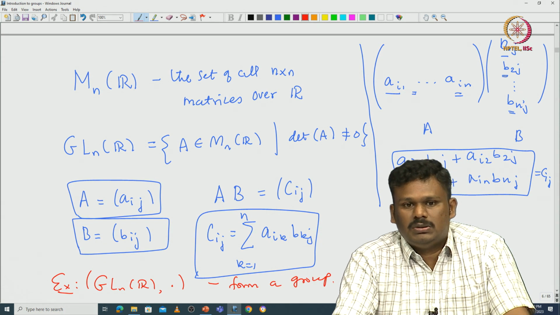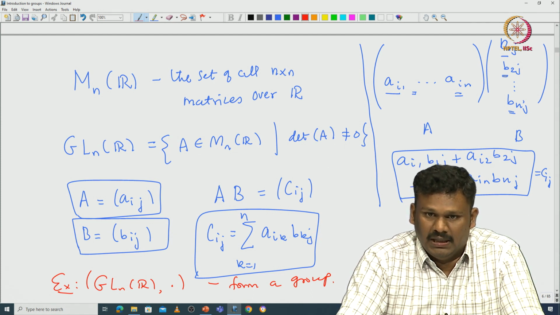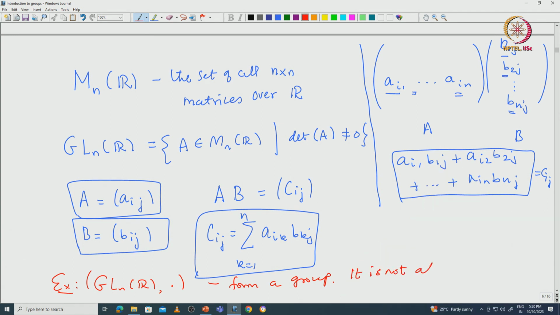It is not hard to check that GL_n of R is abelian if and only if n equals 1. Even if you take 2 by 2 matrices, it is not abelian. It is not hard to find examples. I will leave it to you to check. So it is not abelian if n is greater than or equal to 2. And for n equal to 1, it is just the set of all non-zero real numbers, and that is abelian. That is not hard to see.